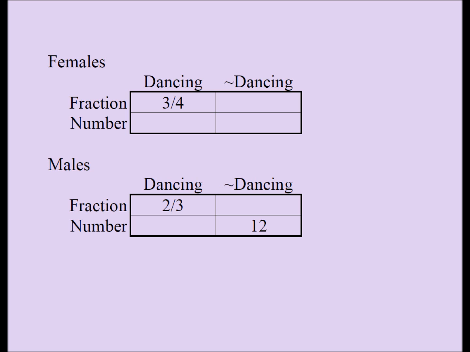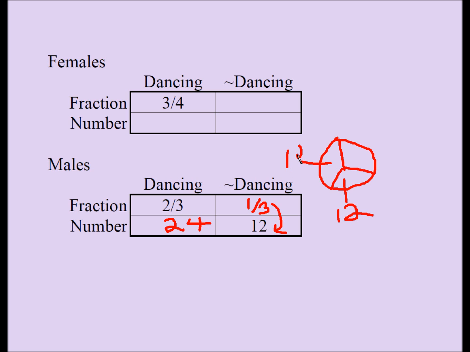Now, if 2/3 of the male students are dancing, 1/3 of the male students are not dancing. Now if 1/3 is the same as 12, 2/3, which is really 1/3 plus 1/3, should be 24. Another way to look at it: draw a little circle here, cut it into thirds. This tells you 1/3 is 12. This is 12. And you want to know what 2/3 should be. Shouldn't it also be 12 plus 12 or 24? That's all we are saying. So let's erase all that.